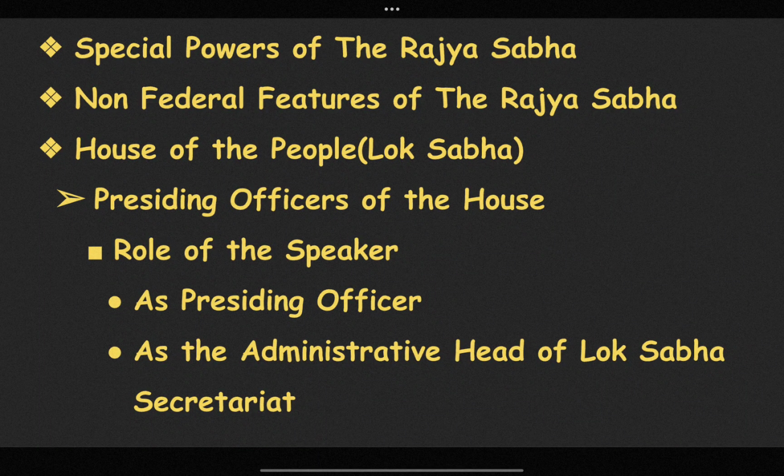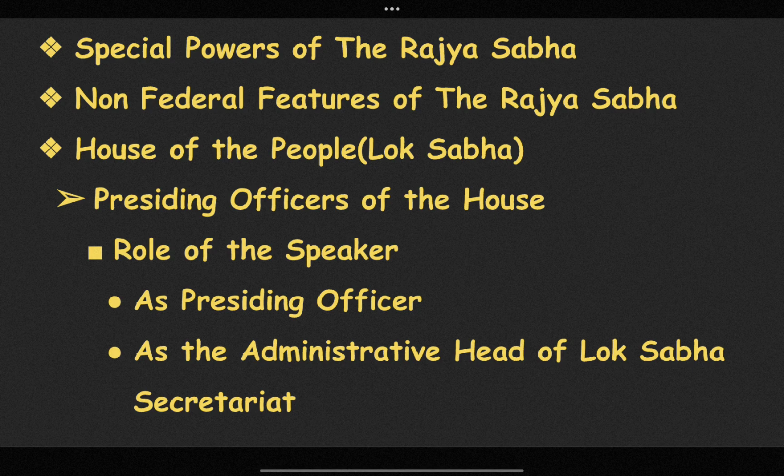Role of the presiding officer or the Speaker. He has a dual role to play. First, as the presiding officer of the House, he conducts the proceedings of the House. In this capacity, he is not answerable to the court of law. Secondly, as the administrative head of the Lok Sabha Secretariat. In this capacity, he is answerable to the court of law.